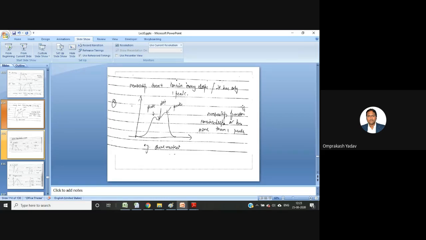So this also you can write: the membership function contains a dip or has more than one peak.